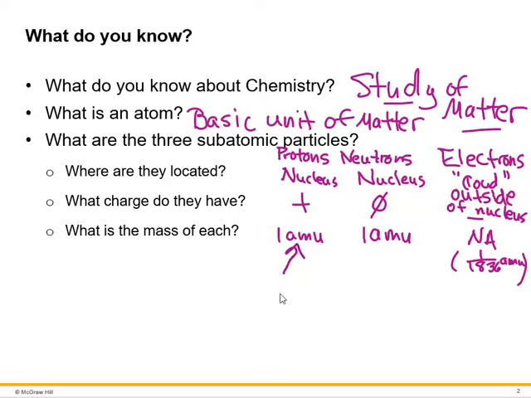An atomic mass unit is basically 1/12 of a carbon-12 atom, or one proton, one hydrogen atom. There have been a lot of different ways that they define it, but at this point in time, we are defining it as 1/12 of a carbon-12 atom. So hopefully you knew some of that before we get started.